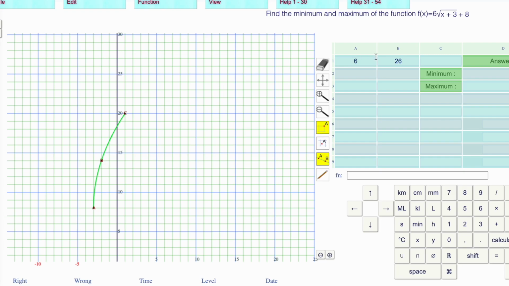At positive 6, we get 26. So it's just going to keep coming this way. It's going to keep curving. We have a minimum, but it's going to keep going up and up and up forever, so there is no maximum. The minimum is 8.